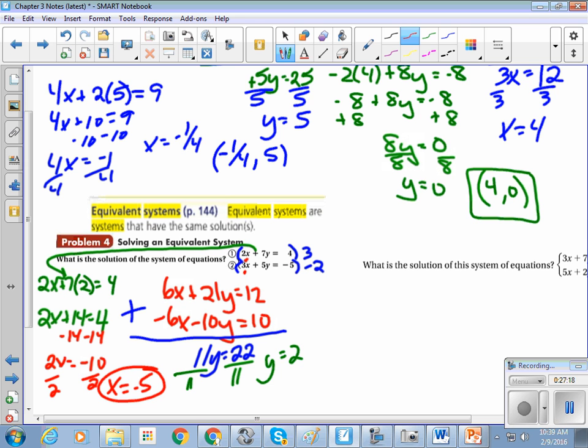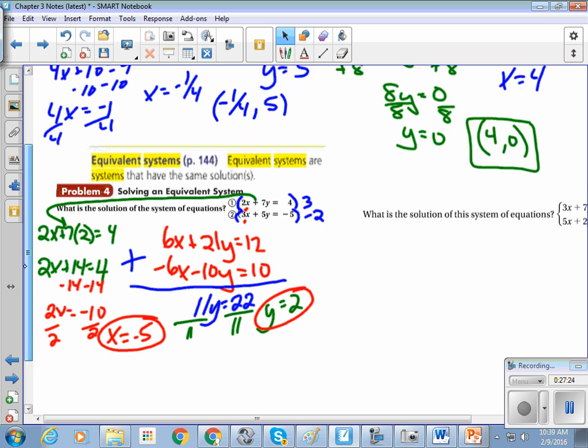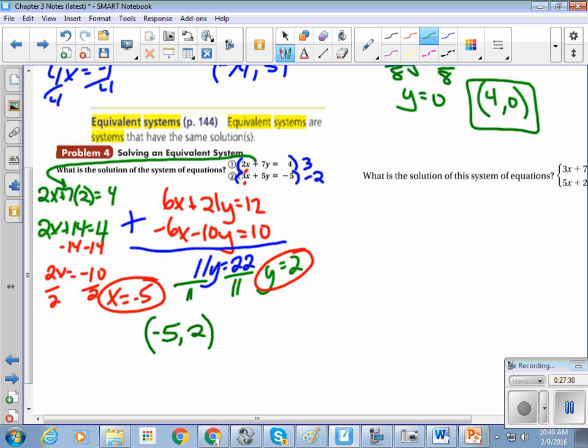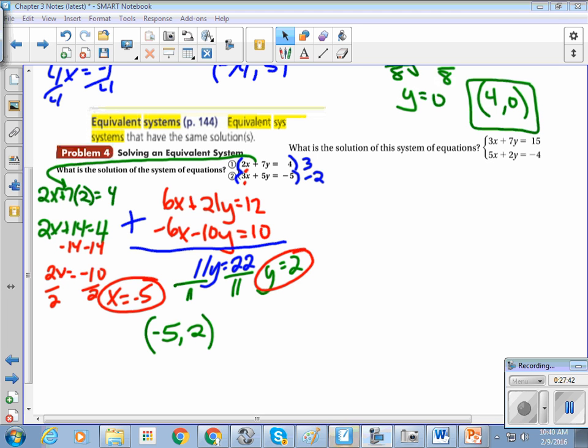Let's put these together so we can have a formal answer. Negative 5, comma 2 is our solution. Since we are new at this process, make sure you are checking. You can use your graphing utility to check your answer. All right, let's see that one more time.